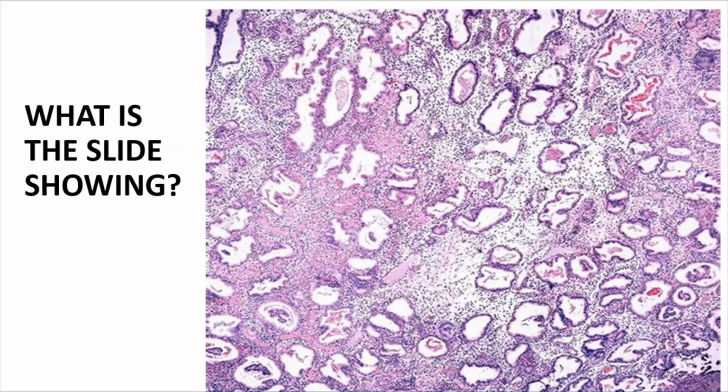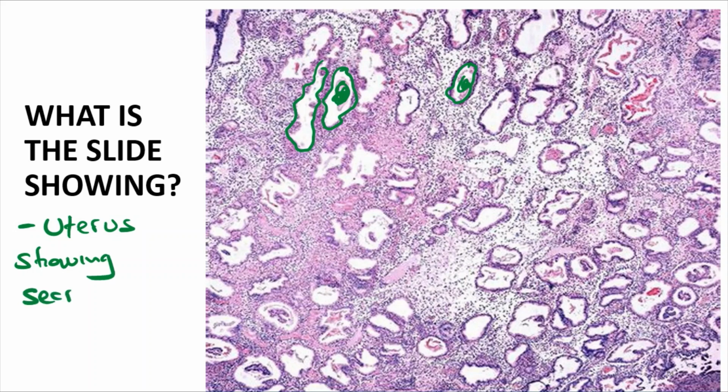Okay, now let's look at this slide. What are we seeing here? We can see glands. And inside of these glands, we can see some materials that the glands have secreted. So this is the uterus, showing secreting glands.